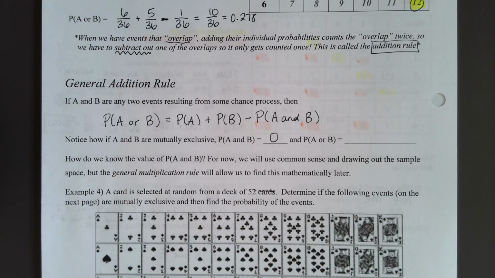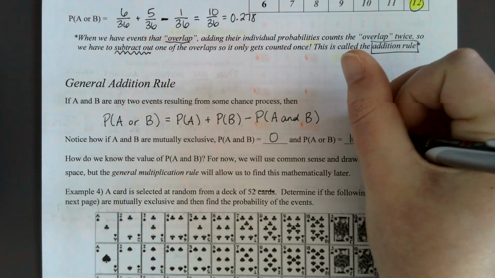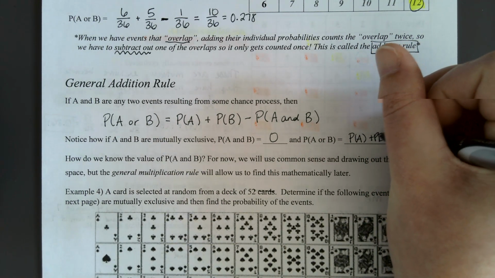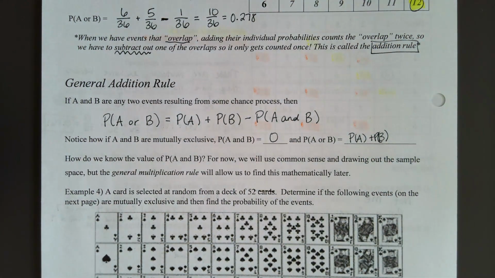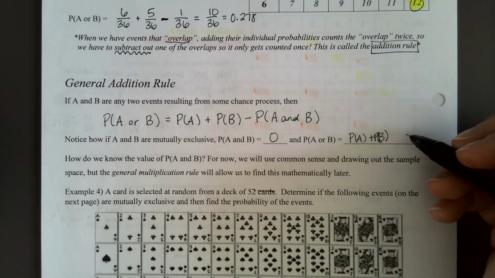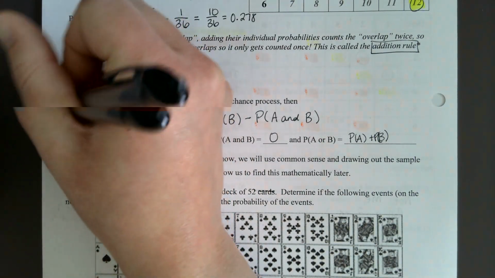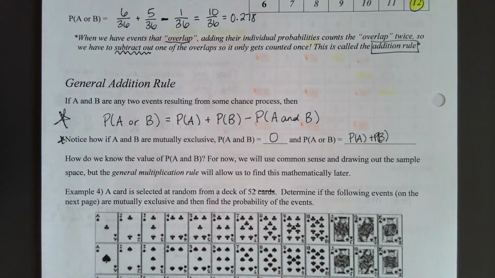So still, if we were to have the probability of A or B happening, we would still just add the probability of A plus the probability of B, because we would be subtracting the probability of A and B, which is 0, which really doesn't matter. So it's just something to keep in mind. I would make sure you star this, highlight it, underline it. This is going to be your general addition rule.